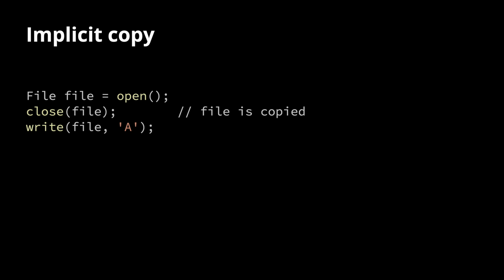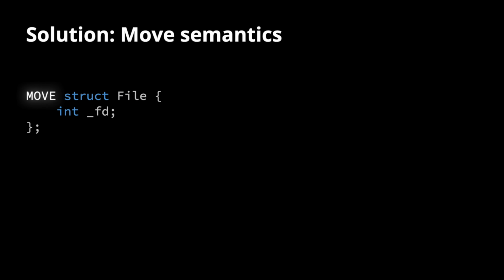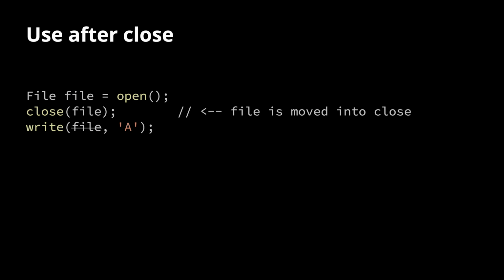For this file type, I'd like to prevent that copy so that when I pass it to close, it's gone. To do that, I'm going to introduce a new keyword called move. It's in all caps to make it obvious that we're adding syntax to our imaginary language. So we apply this move keyword to the declaration of the file type. That means instances of this type cannot be copied, only moved from place to place. So now when I try to write my use after close bug, when the file is passed to close, file is not copied, it's moved away, it's gone.